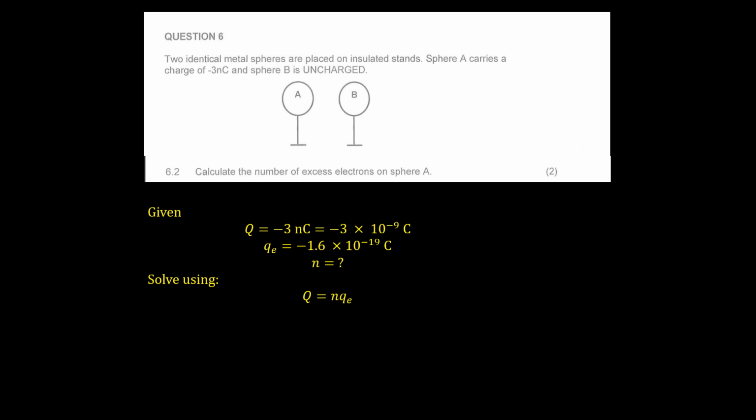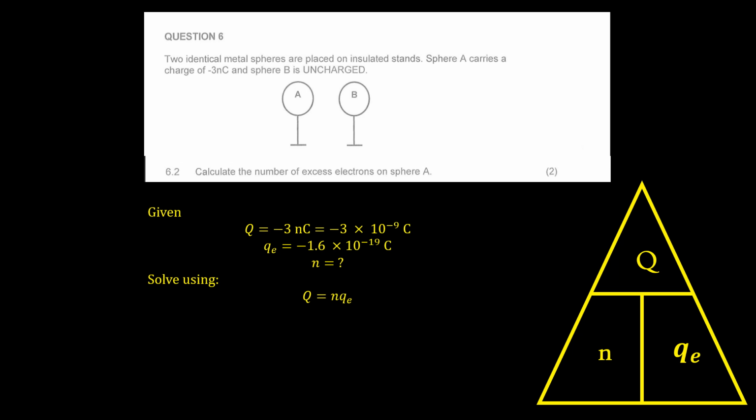But we need to rearrange the terms so that we can make n the subject of the formula. We can use this triangle over here, where it becomes clear that n equals capital Q divided by small qe. Therefore, n, or the number of excess electrons on sphere A, is equal to the charge on sphere A, Q, divided by the charge on a single electron, qe.